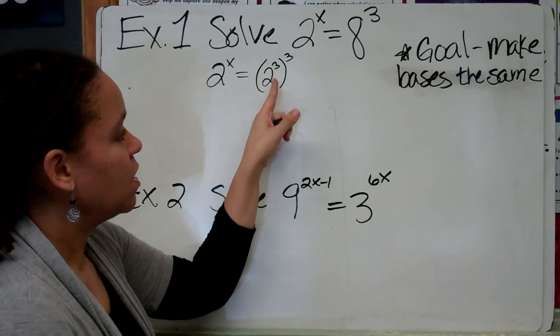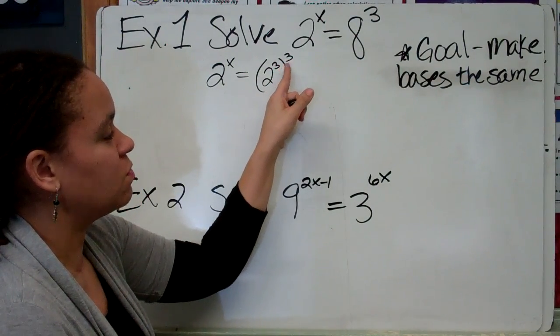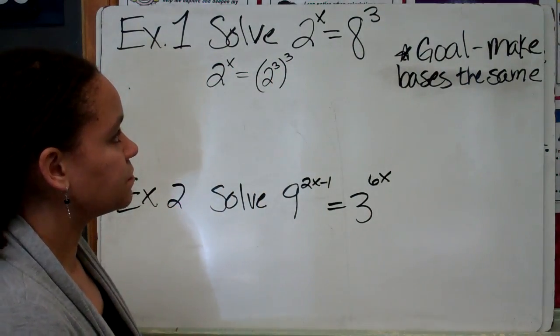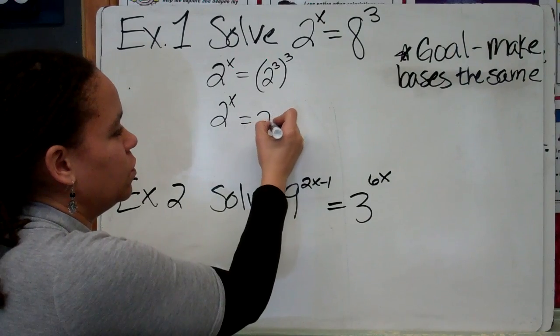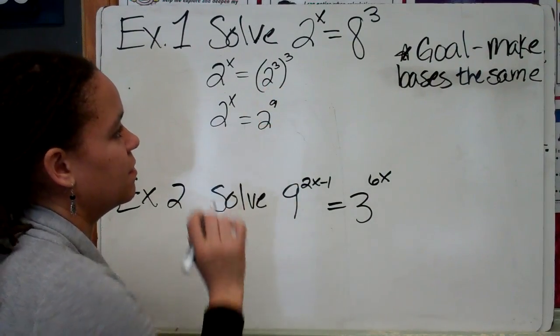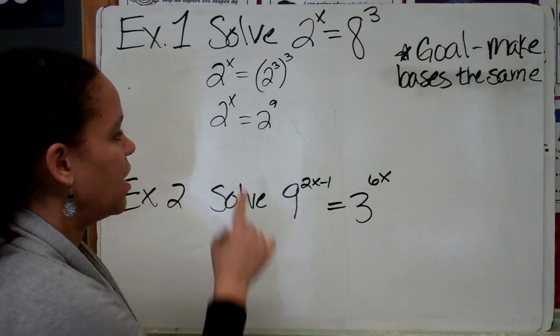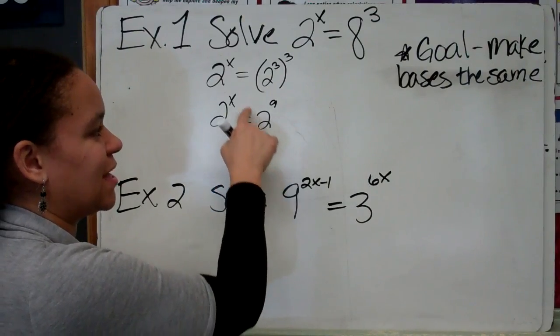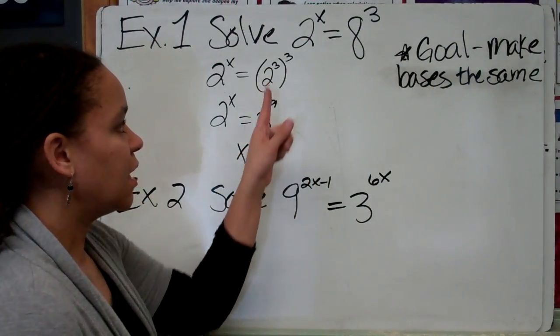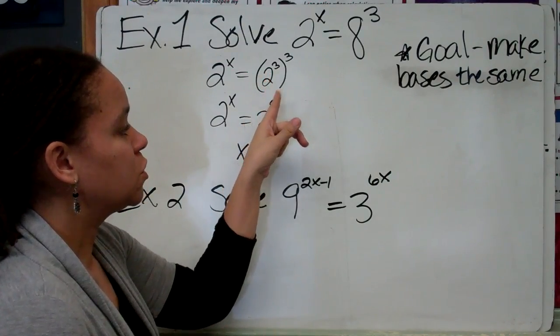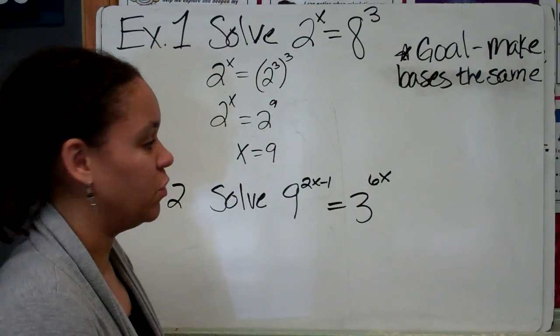So base 2, now we know power of a power, we should multiply these exponents. So 2 to the x is equal to 2 to the 9th power. And so now I have the same bases. I know that these will be equal to each other. So x will be equal to 9. And double check in your calculator. 2 to the 9th should be the same as 8 cubed.